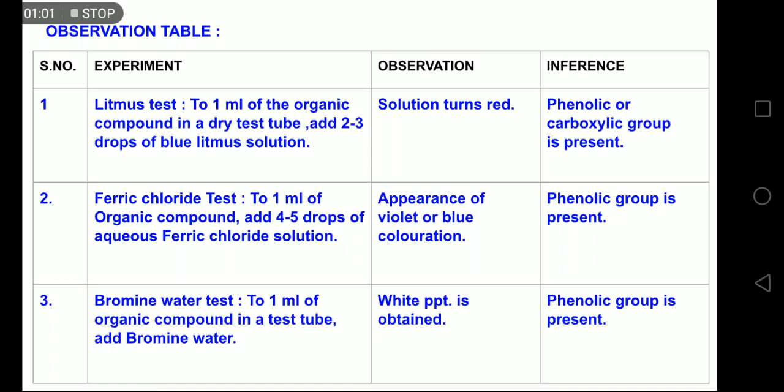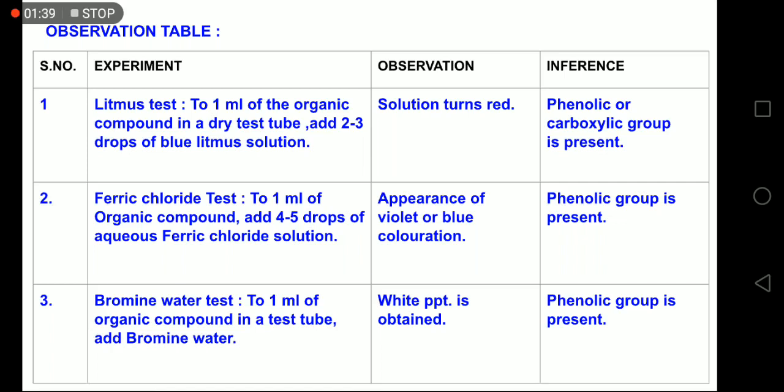The ferric chloride test: to 1 ml of organic compound, add 4 to 5 drops of aqueous ferric chloride solution. The appearance of a violet or blue coloration will confirm the presence of phenolic functional group. Now here sometimes it's confusing what is the exact color of the solution in the test tube. So you can put a small quantity of it on a white base, maybe a white tile, put a few drops, or maybe just put it in the sink, and you'll be able to see the exact violet color of this complex.